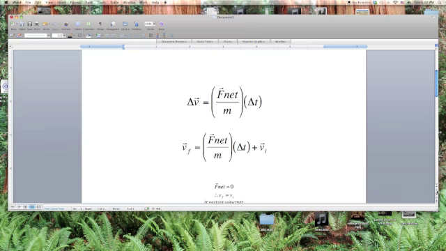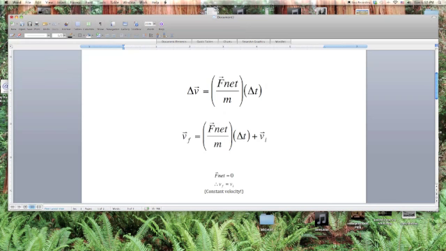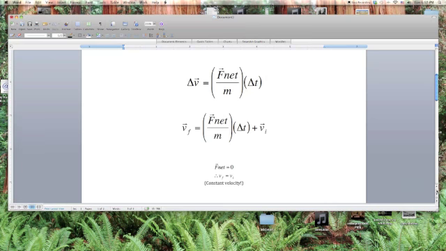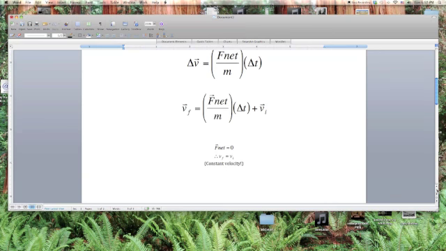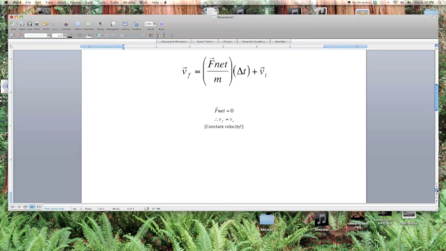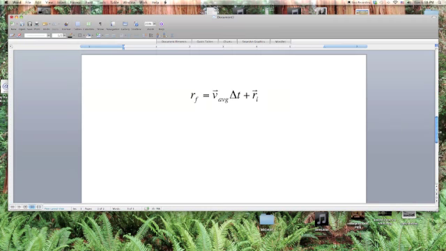It's also important to remember that in this experiment, the total or net forces acting on the object is equal to 0, which makes that entire term equal to 0. So really, what we're saying is the final velocity is equal to the initial velocity. In other words, there's constant velocity, which makes sense for this experiment. By the same logic, we can obtain the equation of the final position, shown here. This will also be useful later on.